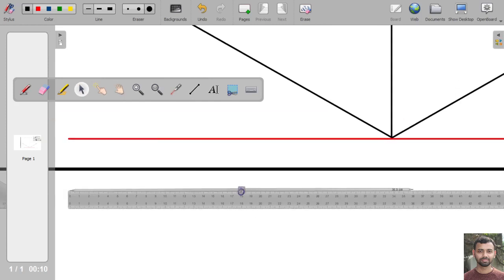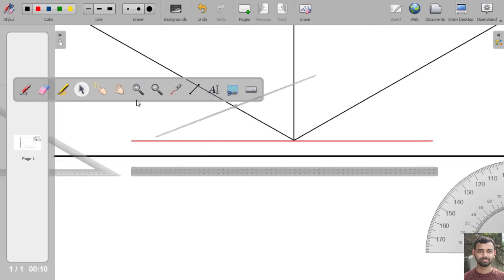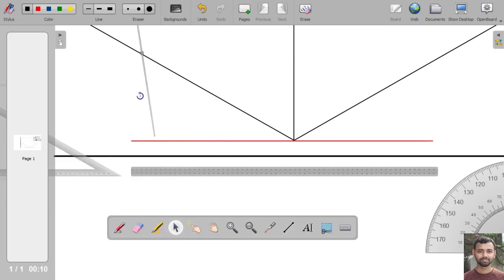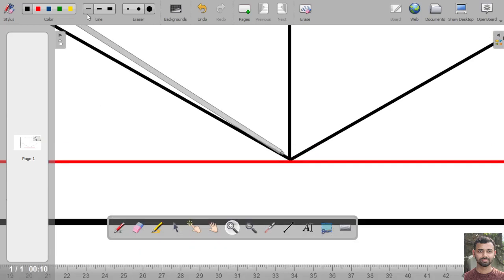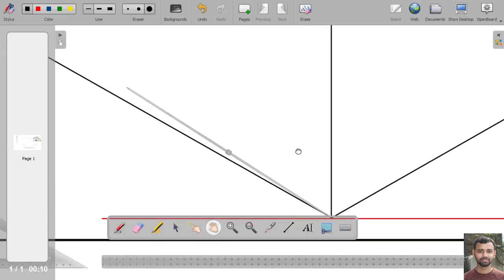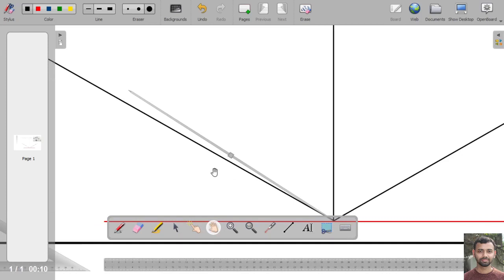Now we will measure this 360 mm, and then we will mark it on this axis, on this isometric axis.